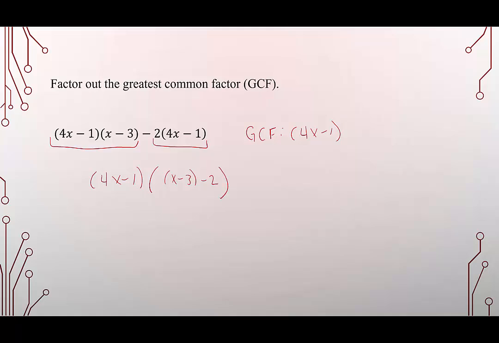Can we make this look a little bit prettier? Yes, we can. First factor is fine, 4x minus 1. Second factor is going to be x. We have minus 3 and minus 2. That would be x minus 5. And that would be our final factored version.